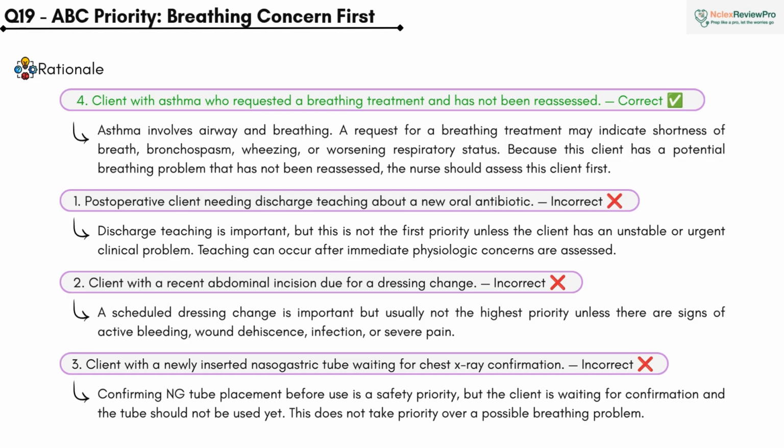A scheduled dressing change is important, but it is usually not the highest priority unless there are signs of active bleeding, wound dehiscence, infection, or severe pain. Option 3 is incorrect. Confirming nasogastric tube placement before use is a safety priority, but the tube is already waiting for X-ray confirmation and should not be used yet. This does not take priority over a possible breathing problem.